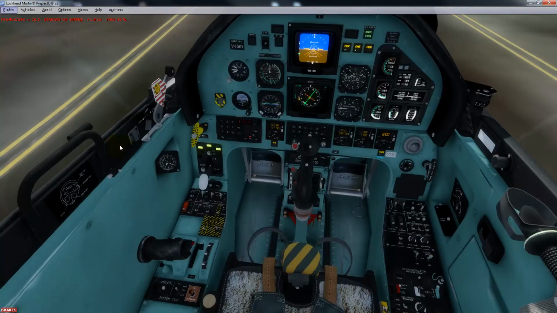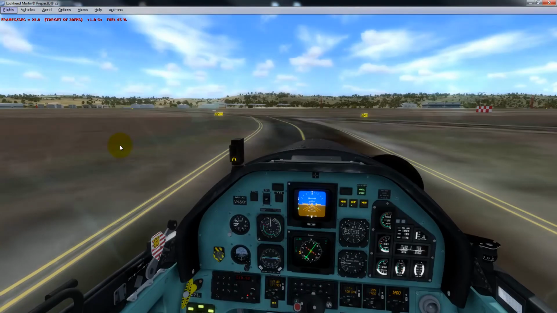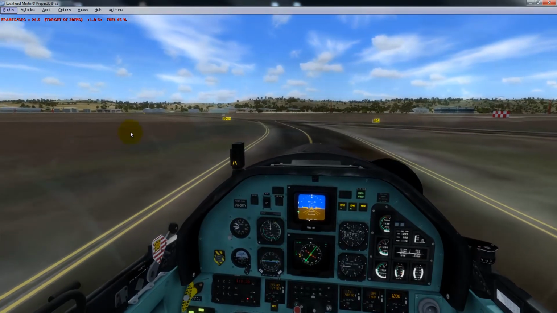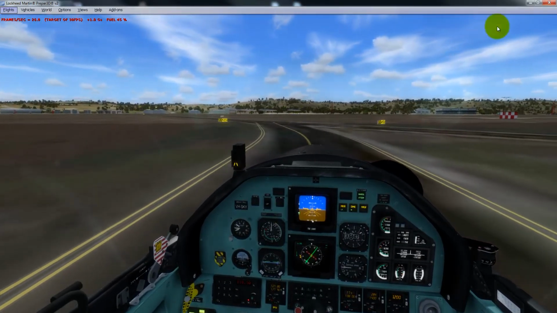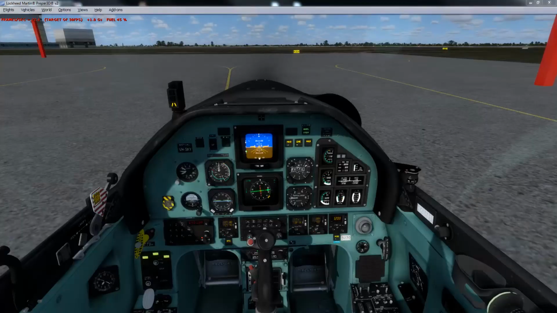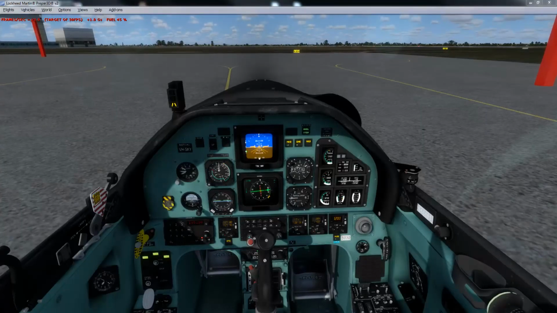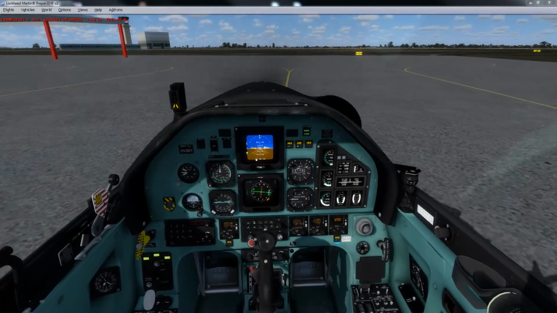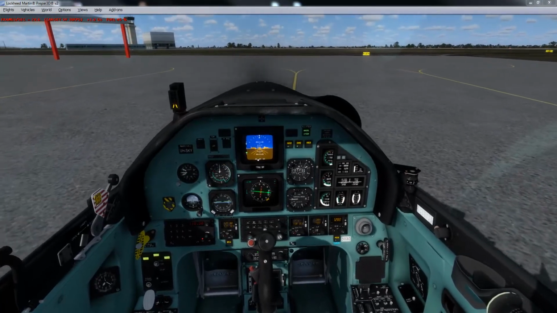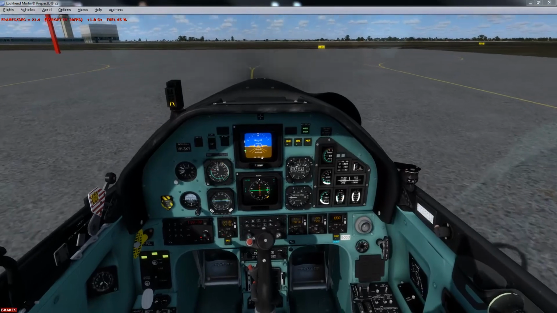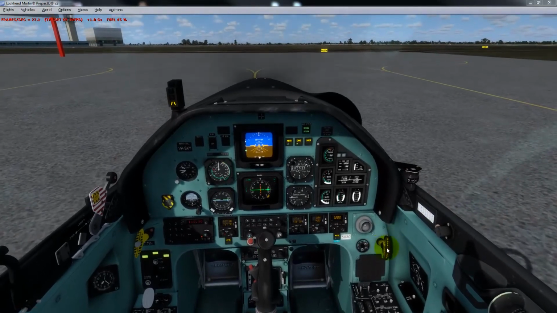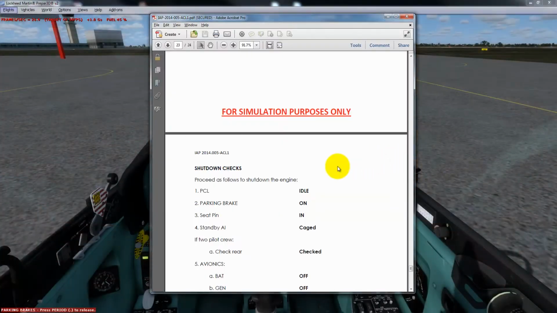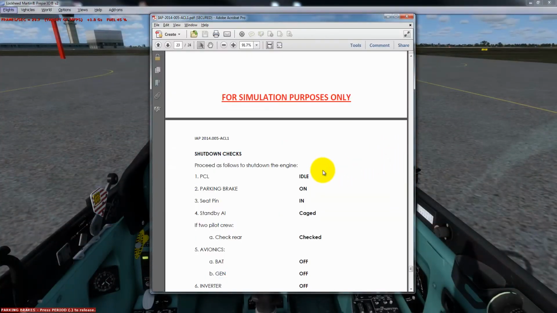Now we're ready to slowly taxi our way to the bay. I'm going to pause the video and continue once we get to the bay. So here we are just pulling up into the landing bay, or the parking spot, depends on what you want to call it, personal preference. So we pull in, put the brakes on, pull our park brake on, and now we have a look at the parking shutdown check.